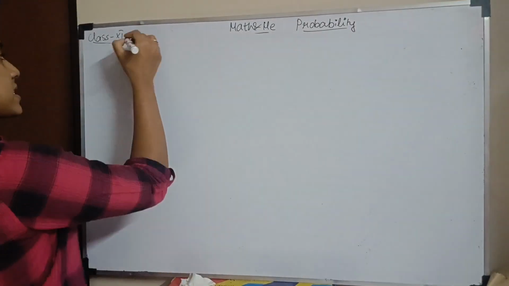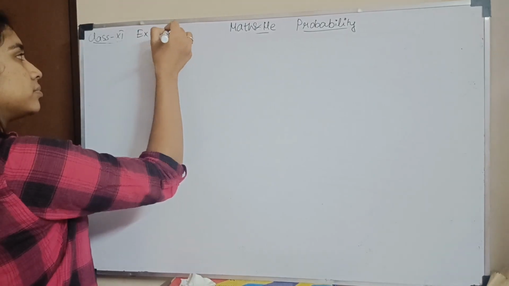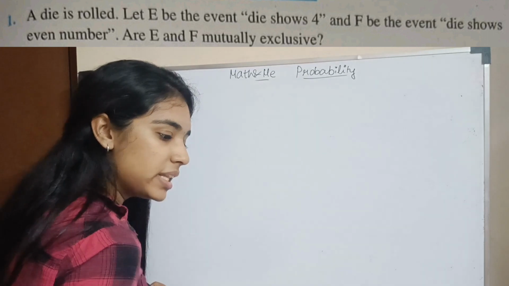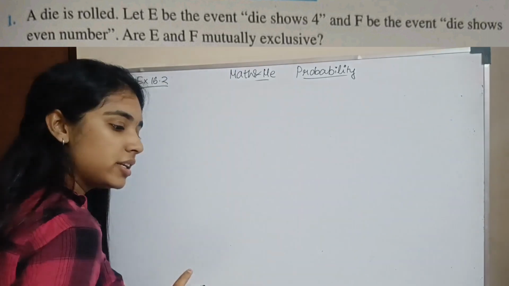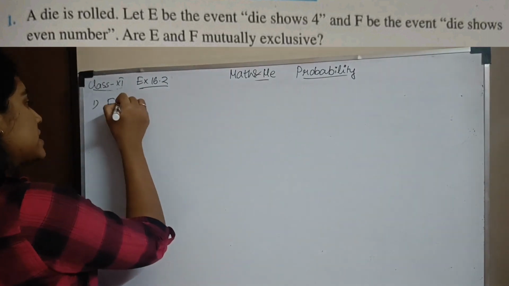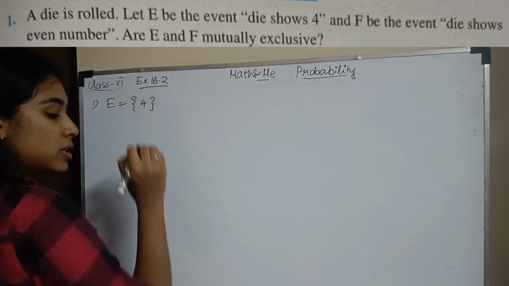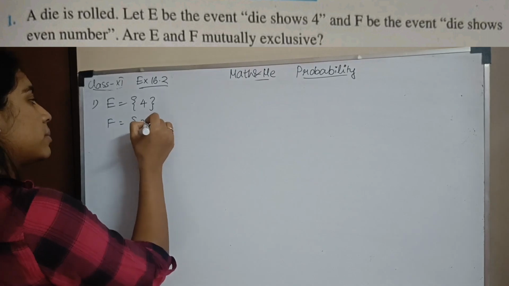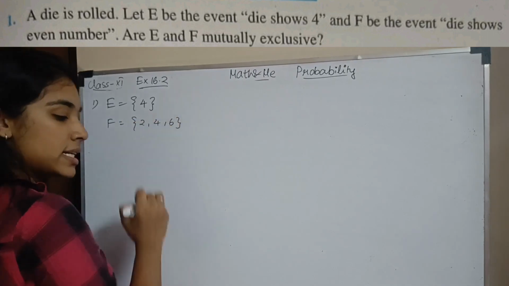Moving on to exercise 16.2. Question number 1. A die is rolled. Let E be the event that the die shows 4. So E is the event where the die shows the number 4. And F be the event that the die shows an even number. So the even numbers are 2, 4 and 6.